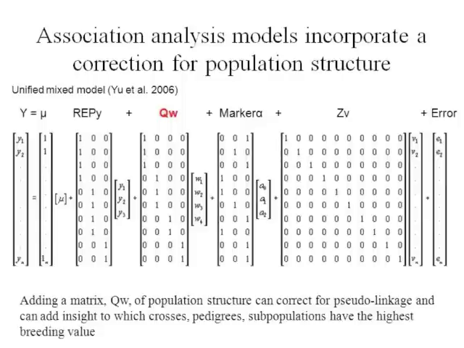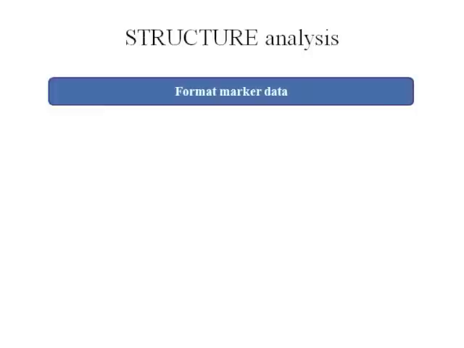For marker and trait association analysis in a breeding population, you should consider population structure, otherwise you may detect false positive association. This correction can be done by adding the Q matrix from structure analysis in the association analysis model shown here. So in the next several slides, I will go through the steps of how to generate the Q matrix using STRUCTURE.